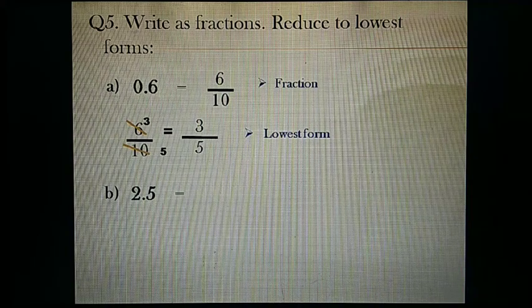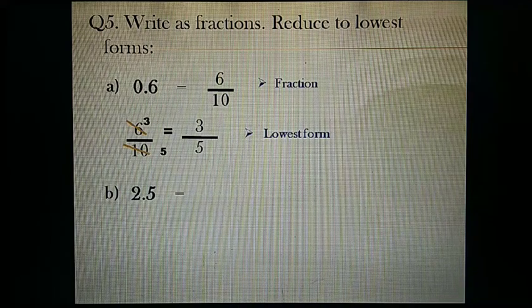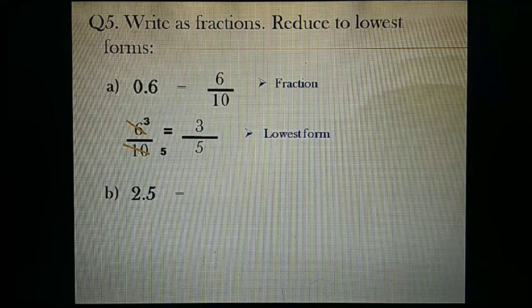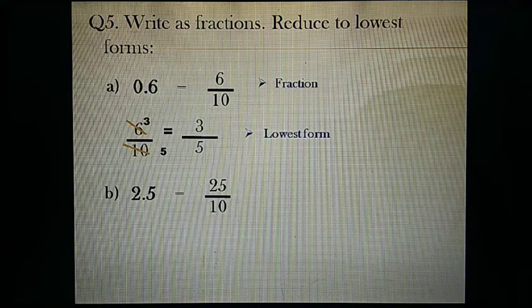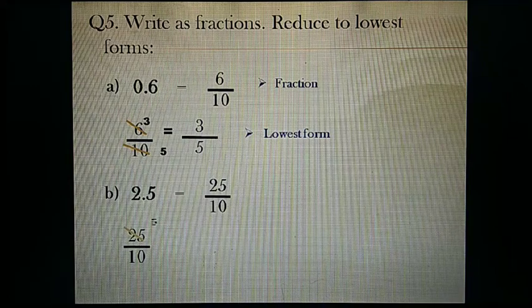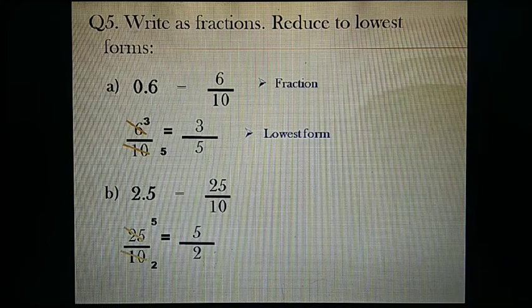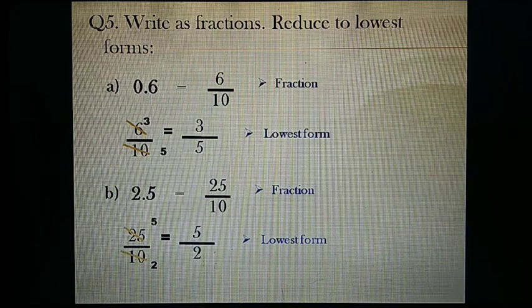2.5. There is one digit after the point. So 10 will come in the denominator. Yes, the fraction will be 25 upon 10. There is a common factor 5. So 5 5s are 25, 5 2s are 10. Lowest form will be 5 upon 2. 25 upon 10 is a fraction. 5 upon 2 is the lowest form.